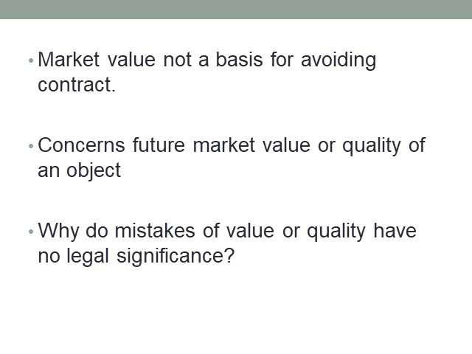Why do mistakes of value and quality have no legal significance? Why wouldn't they? Why does it matter? Because the value varies. It's a variable. So depending on time, place, and other circumstances, an item can be worth considerably different amounts. So that's why the market value isn't going to be deemed the basis for avoiding a contract.